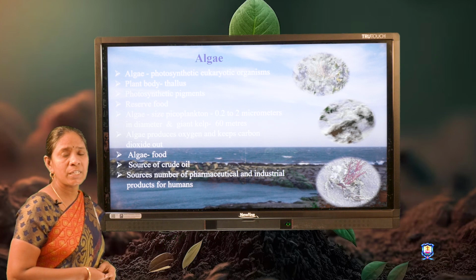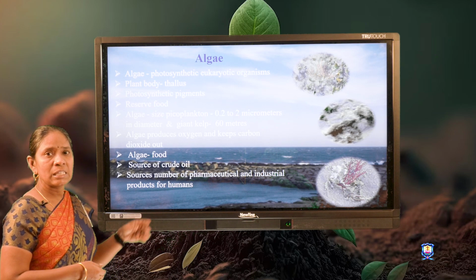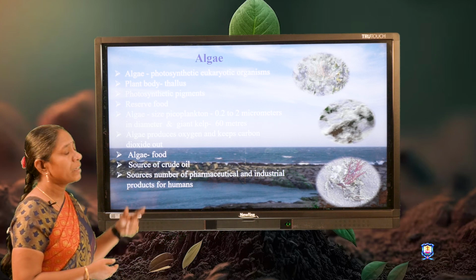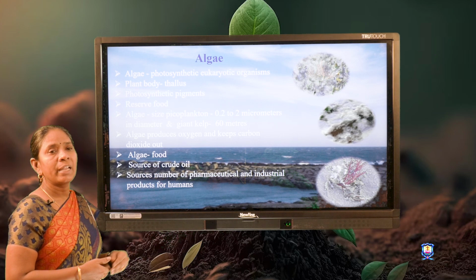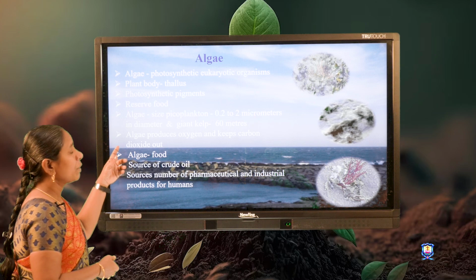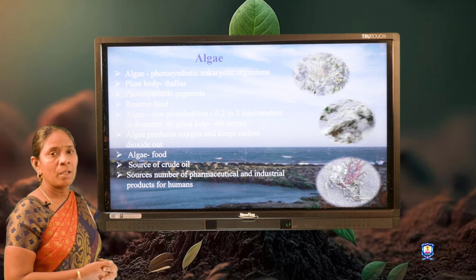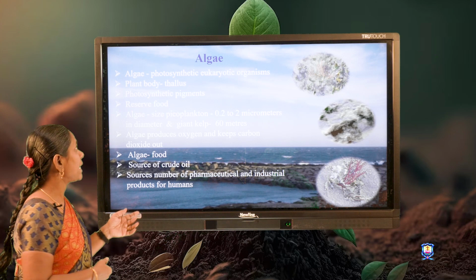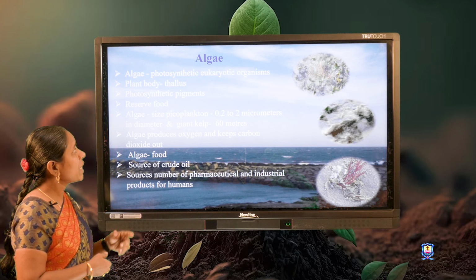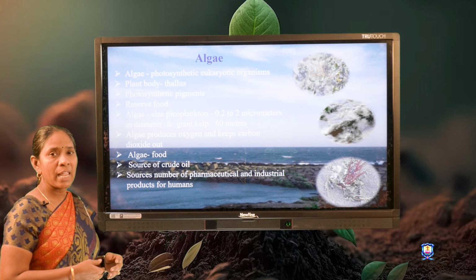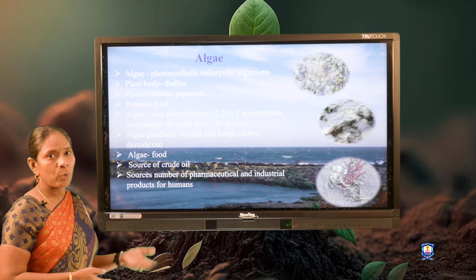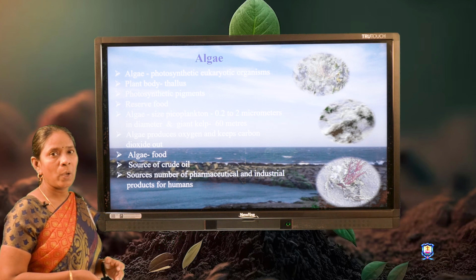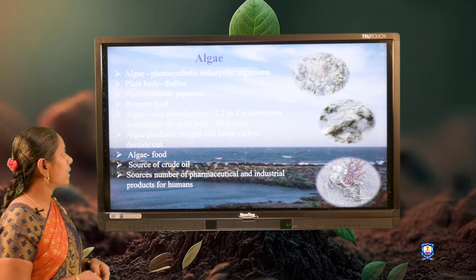Algae are photosynthetic eukaryotic organisms. Since they consist of chlorophylls, they can prepare their own food. Eukaryotic organism means it consists of a true nucleus. The plant body is known as thallus because we cannot differentiate the plant body into stem, root and leaves. It consists of various photosynthetic pigments such as chlorophyll A, chlorophyll B, carotenoids, xanthophylls, etc. And the main reserve food is starch, oil, Floridian starch, mannitol, etc.